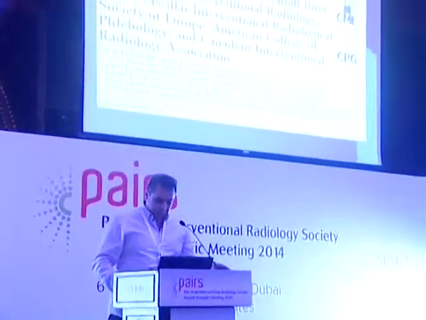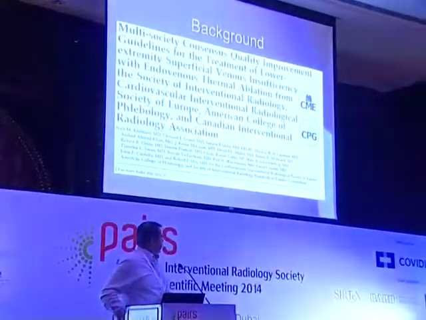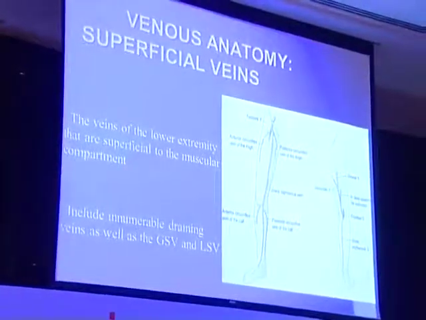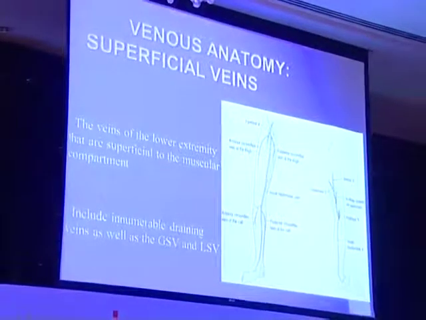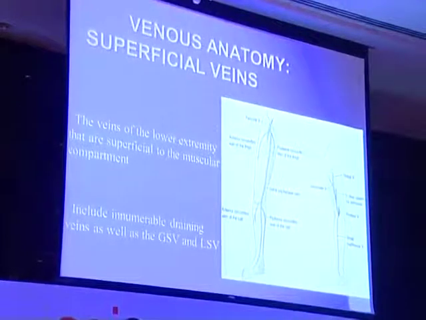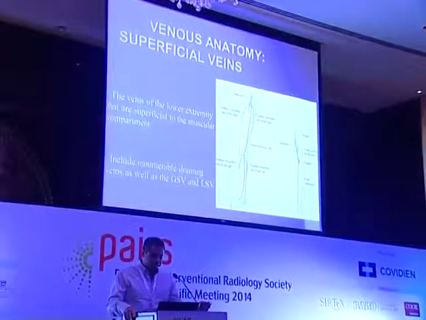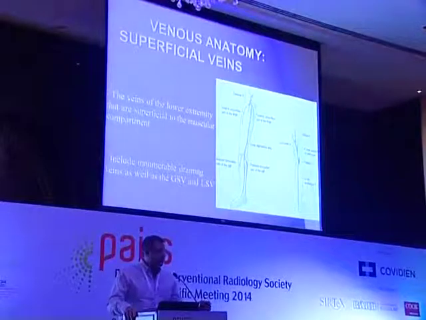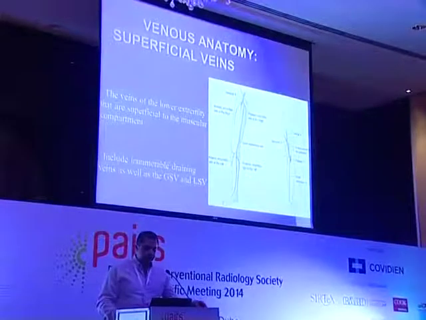And my background here is really a consensus that was reached back in 2010, I think, about the treatment of venous insufficiency, and basically just change a little bit of the nomenclature of the venous anatomy. Basically, the veins of the legs are superficial and deep, and those are deep to the muscular compartment, and those are superficial to the muscular compartment. The superficial ones are the ones that are of interest today.